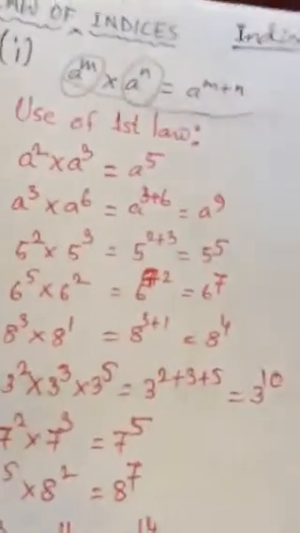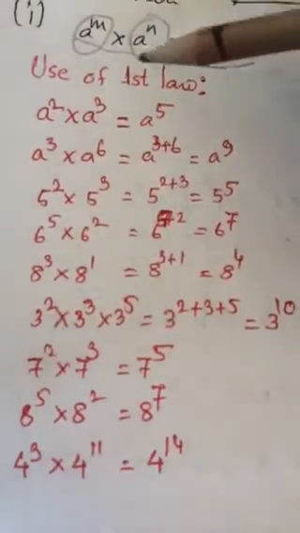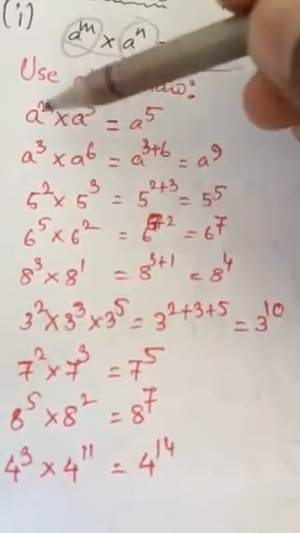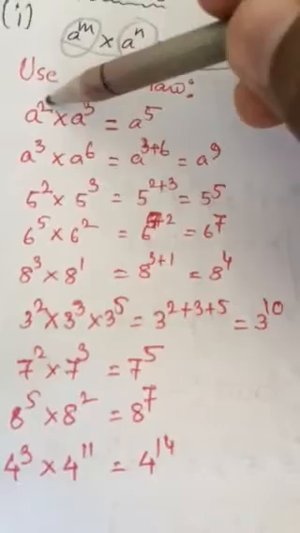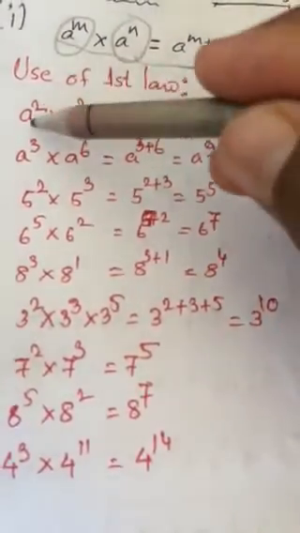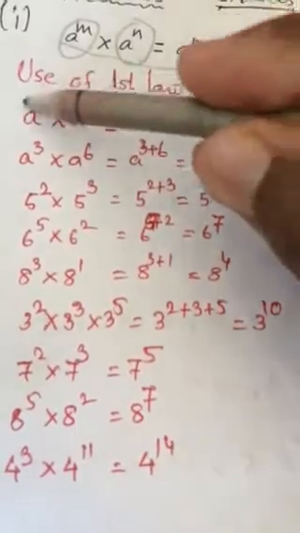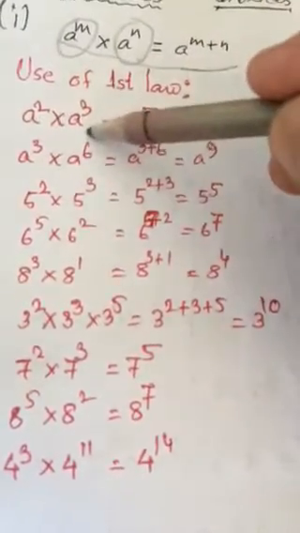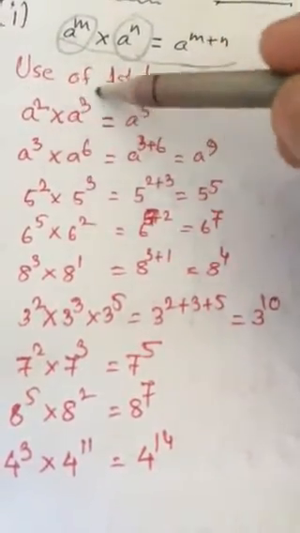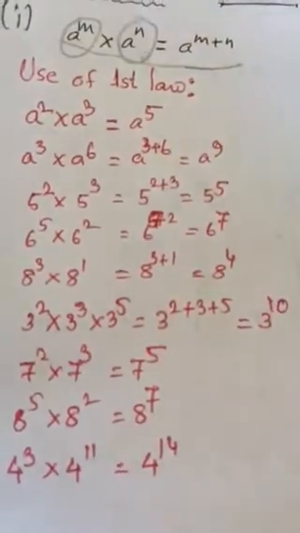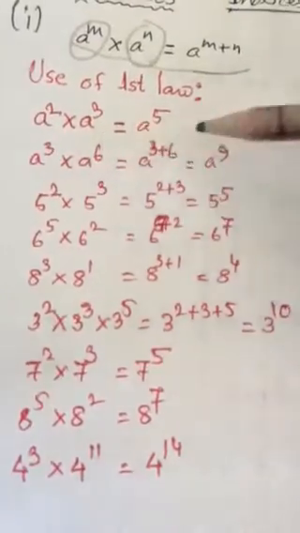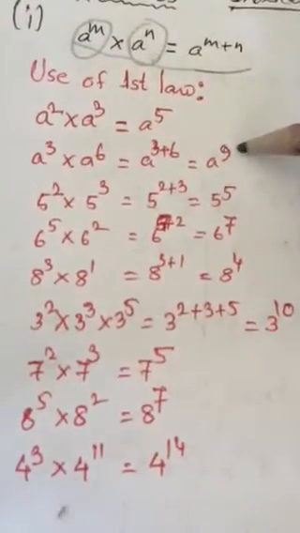Here I have shown you some examples of how it is used. Like you see here, a to the power 2 times a to the power 3 is a to the power 5; the powers are added, 2 plus 3 is 5. You can write 2 plus 3 also, but you can write it directly as well. In multiplication, powers are added. The base should be the same: if the bases are the same, then the powers are added; if the bases are different, then the powers are not added. Now see a to the power 3 times a to the power 6. The base is the same, the powers are added, 3 plus 6, so that is a to the power 9.